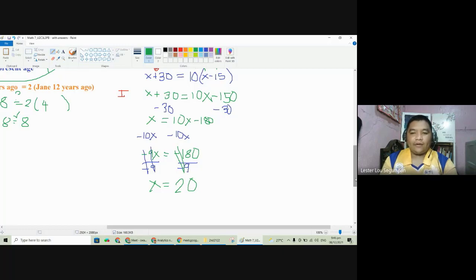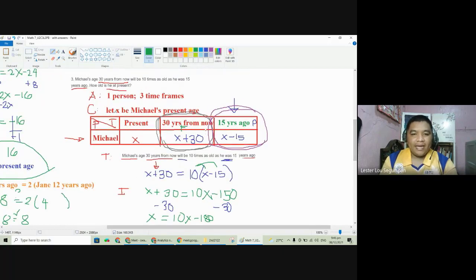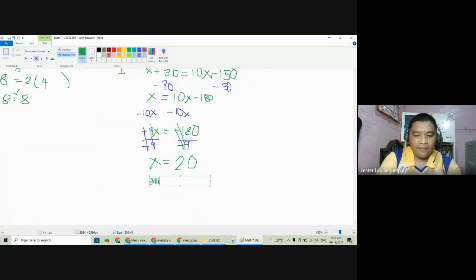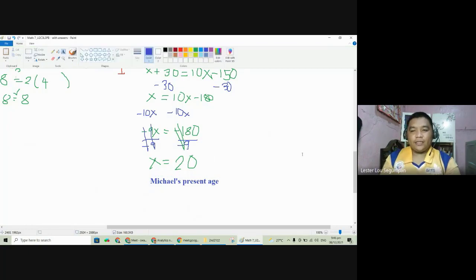And looking back at our representation, this is Michael's present age. No other person owns that. There is only one. You will have Michael's, let's have this as blue, Michael's present age. This is the result for this step.